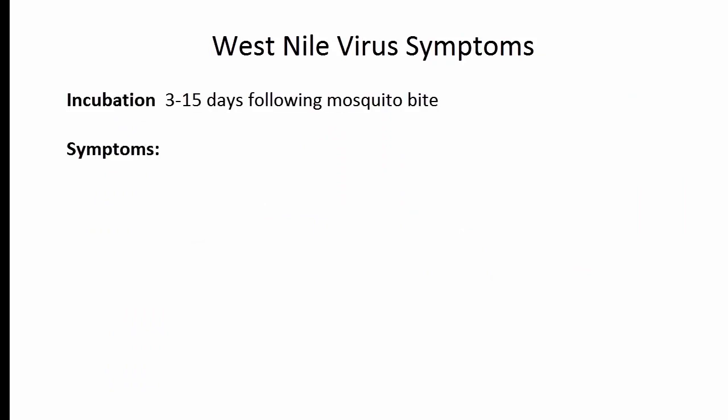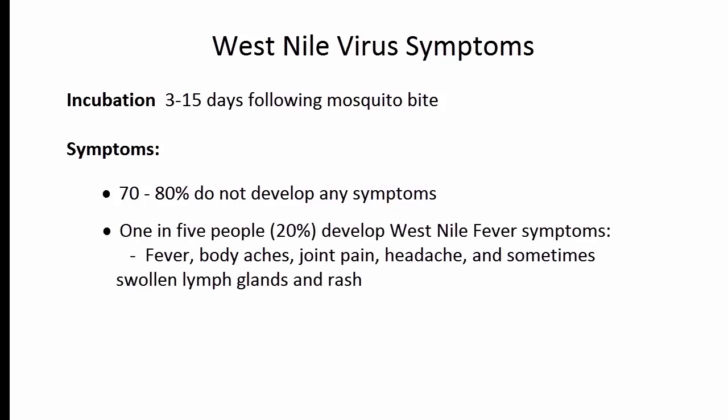WNV symptoms. After the bite of a mosquito, the incubation period for WNV is 3 to 15 days. Most people who become infected with WNV, approximately 70 to 80%, do not develop any symptoms. About 1 in 5 people infected will develop symptoms such as fever, body aches, joint pain, headache, sometimes swollen lymph glands, and rash. People over 60 years of age are at greatest risk for severe disease.